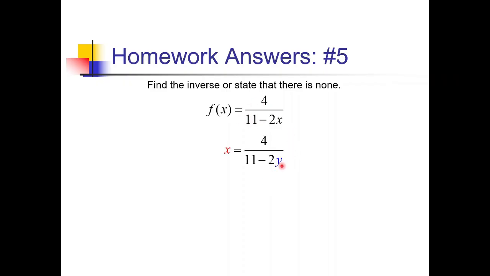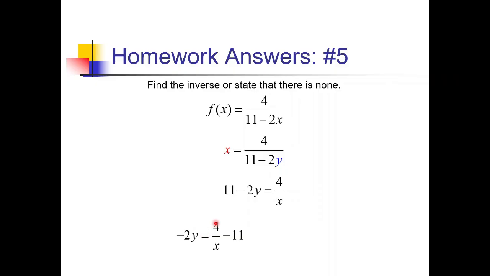And then to get the y out of the denominator, let's multiply it up here and then divide by the x. So I've got 11 minus 2y equals 4 over x. Basically just switched these two. Next up, let's subtract 11 from both sides. And then finally, to get y by itself, I'm going to divide everything by negative 2.